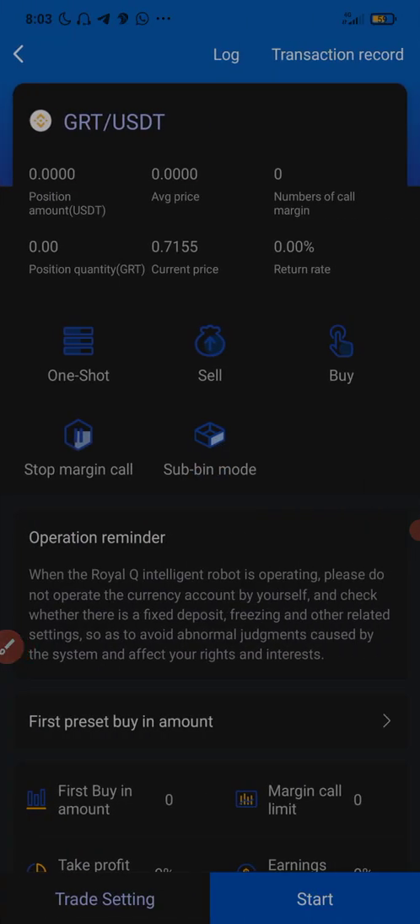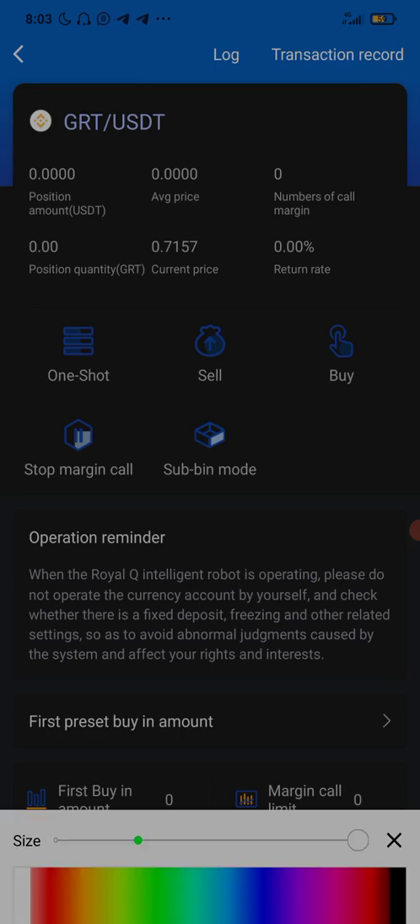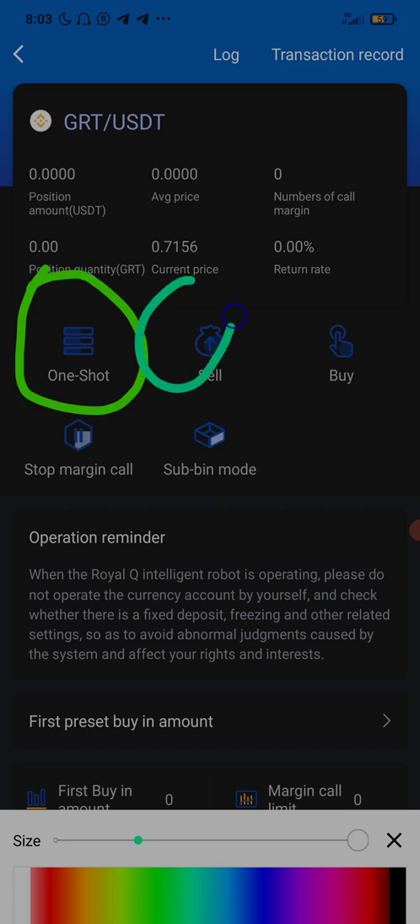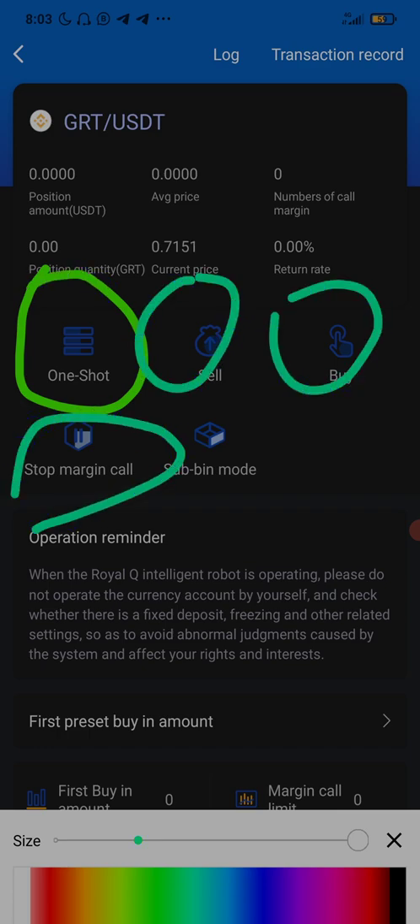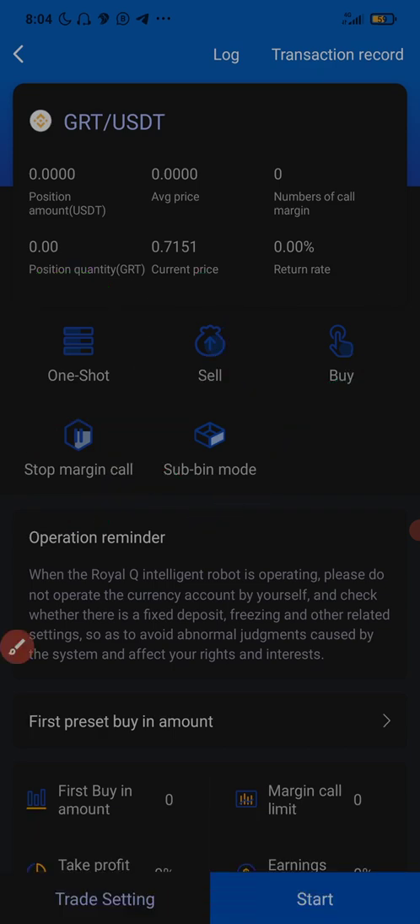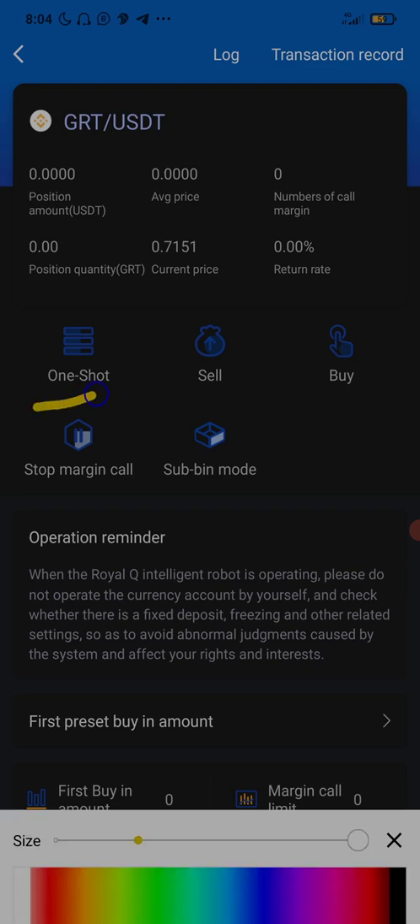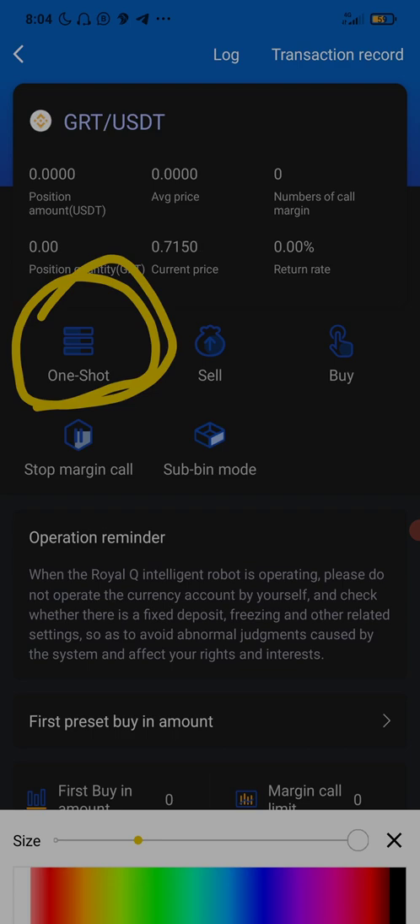For this GRT, as you can see, we have different options here. We have the one shot button, the sell button, the buy button, the stop margin button, and the sub bin mode button. These buttons have their functions. This one shot simply means: I want you to trade this coin for me and take profit. Immediately you take the profit, just sell the coins. I don't want to trade again. That's what one shot simply means.